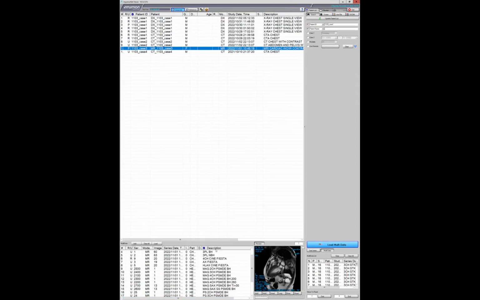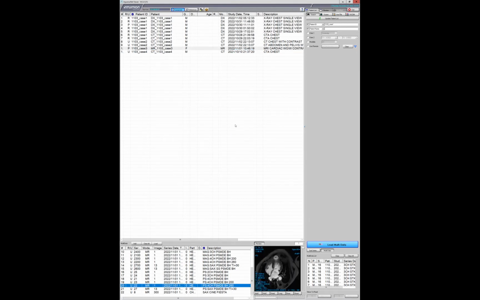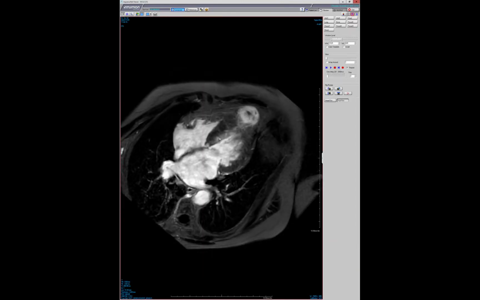And then let me go to the delayed. I need to figure out a better way to show these cases. So here it is. You can see not only that hazy mid-myocardial enhancement you see with the HCM, but here's that pronounced transmural thinning with enhancement of the apex, and there's the thrombus there.